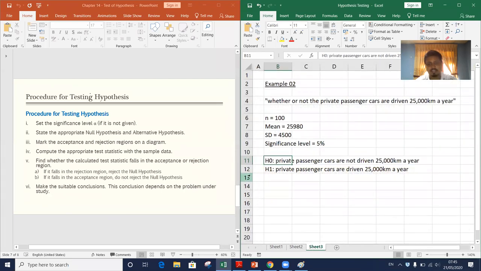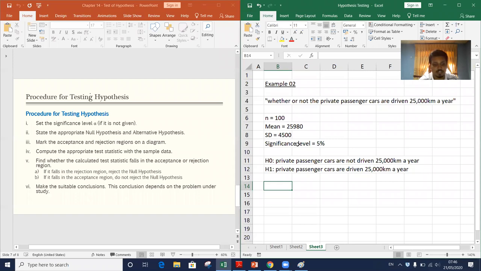Yes, we have determined the null hypothesis and alternative hypothesis. Then the third step, we need to mark the acceptance and rejection regions on the diagram. In order to mark the acceptance or rejection region, we should know whether it is a one-tail test or a two-tail test. What can you say? Is it a one-tail test or a two-tail test?